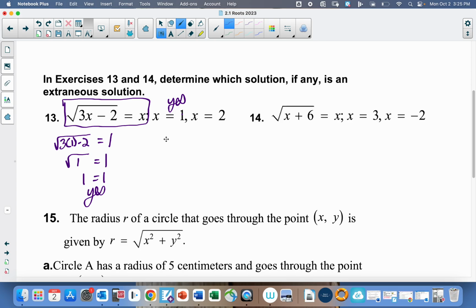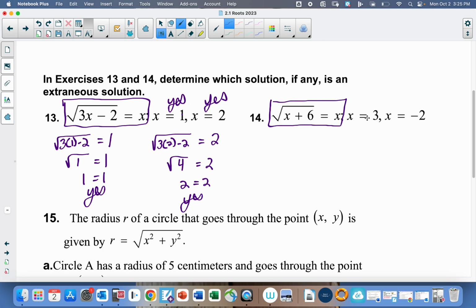Okay, now we're going to try the 2. So we plug in, is the square root of 3 times 2 minus 2 equal to x, so equal to 2? So that's 6, take off 2 is 4. Is the square root of 4 equal to 2? Yes. So both of those work. Neither of them is extraneous. Okay. Let's go to 14.